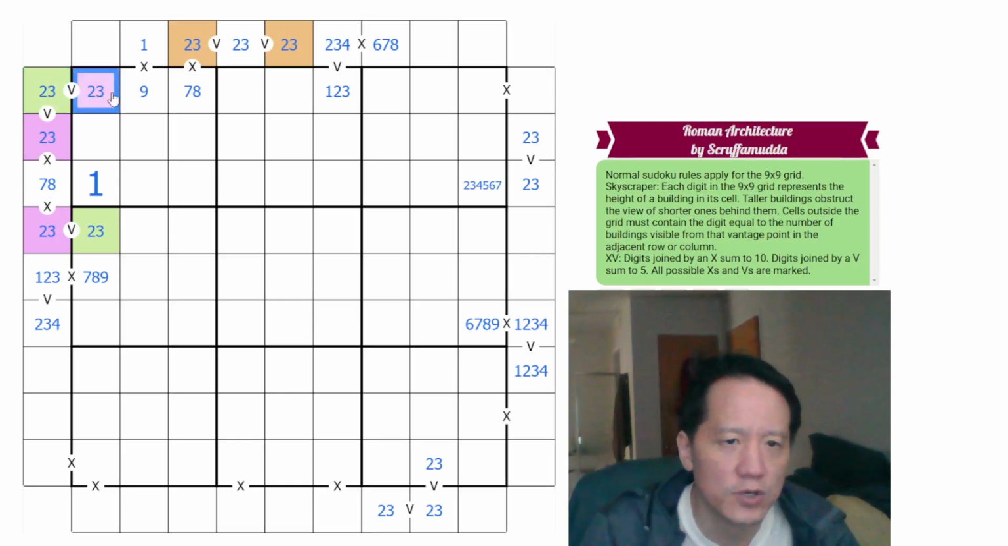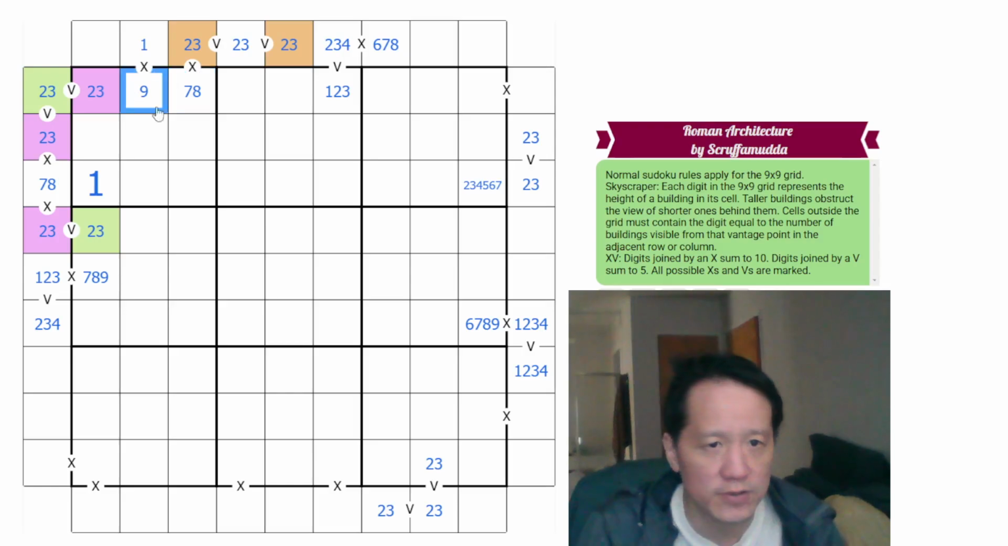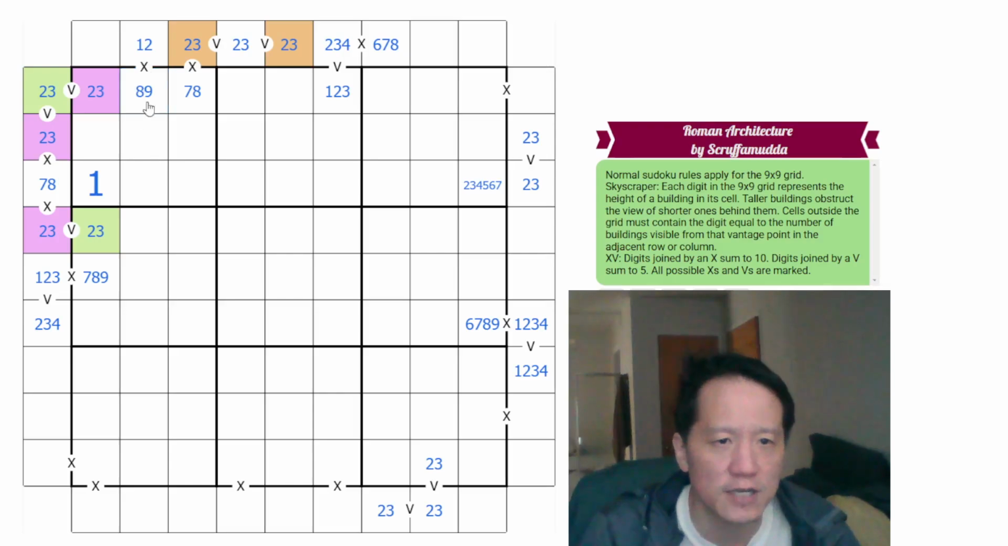It sees 2. It would obviously see whatever this is, which would have to be 8, because this would be 7. So then this would be 8. So this is specifically 1 and 2, and it sees 8 or 9 here.